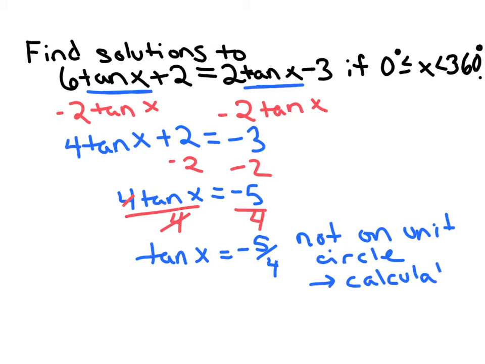And now we're going to have to approximate the solution. That means, once you grab your calculator, you're not going to find an exact solution. Most likely it's going to be an approximation. So we are here. Negative 5 over 4, right?